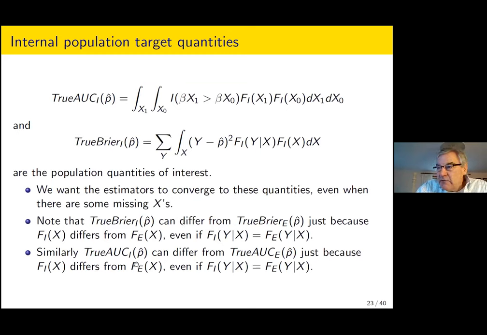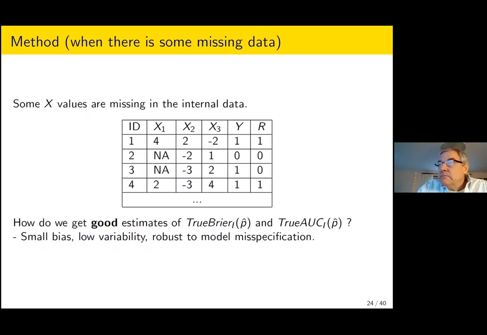Okay, and this is what I've said a couple of times. The true values actually depend on the distribution of X, even if the model, the Y given X model, is very good. All right, so this is just saying the same thing I said before. We want to get good estimates now when we've got some missing data. How do we go about that? So these formulas I showed before don't work because I'm missing some of the observations I need to calculate.